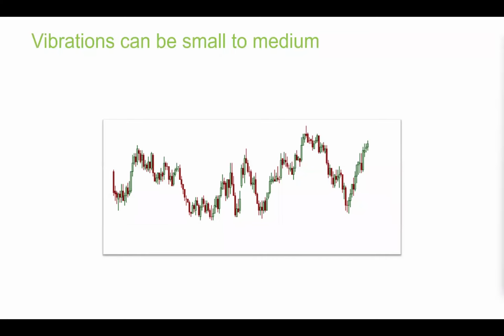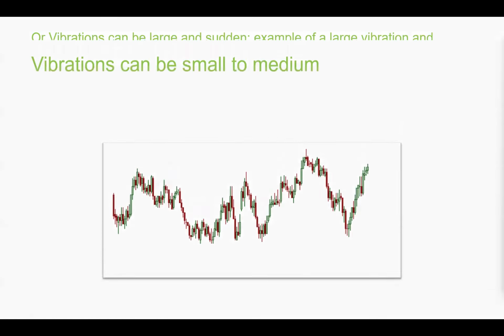So the vibrations, as I was just mentioning, over small time frames can be small ripples to medium size ripples. And we can see in this chart the ripples just up, down, up, down, up, down, but not really going anywhere. So that's starting to form a type of range.